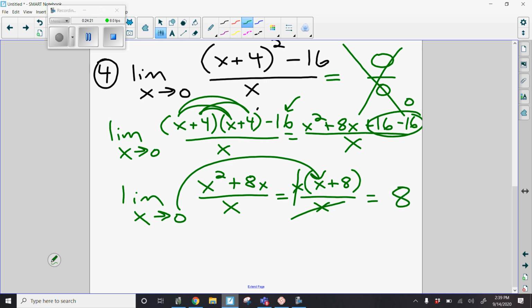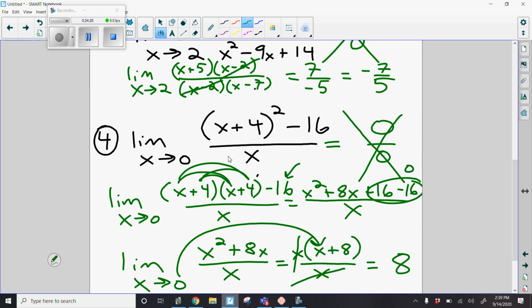Go ahead and plug that original function into the calculator. I'm not going to do it now just for sake of time. Go ahead and plug this into your calculator and trace numbers right around 0, maybe 0.001 or negative 0.001, and you should see numbers very close to 8.